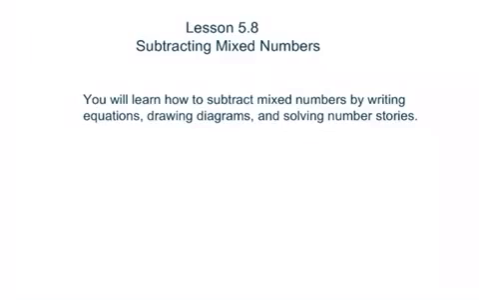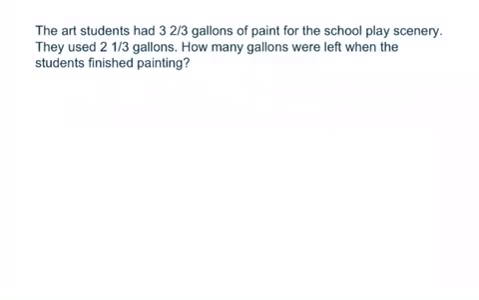Come back. First question, the art students had 3 2/3 gallons of paint for the school play scenery. They used 2 1/3 gallons. How many gallons were left when the students finished painting? Think about how you're going to solve that problem. Do a little work in your notebook. Give it a try. When you think you're ready to check out what I had to say, come on back.